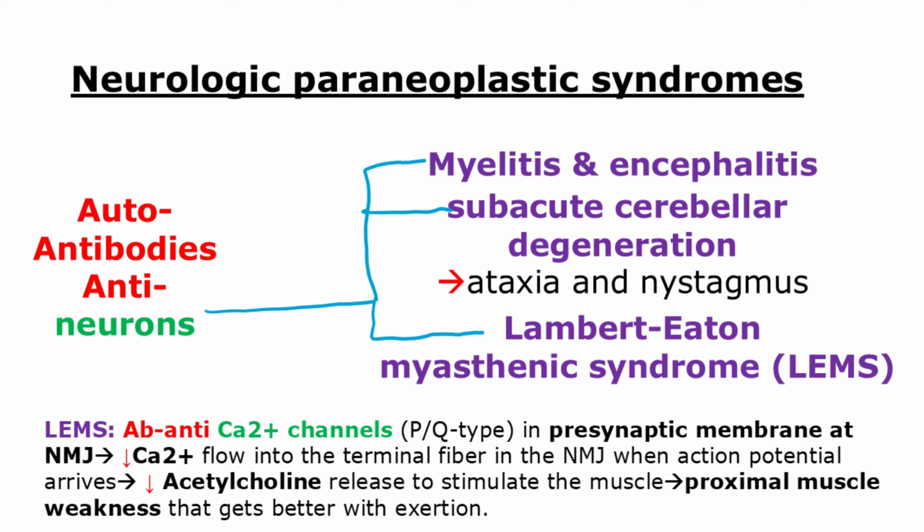As a result, the muscles don't get the signal to contract properly, leading to proximal muscle weakness, for example in the legs, dry mouth, and constipation. Interestingly, in LEMS, the muscle weakness improves with more exercise, a clue that helps distinguish it from myasthenia gravis.